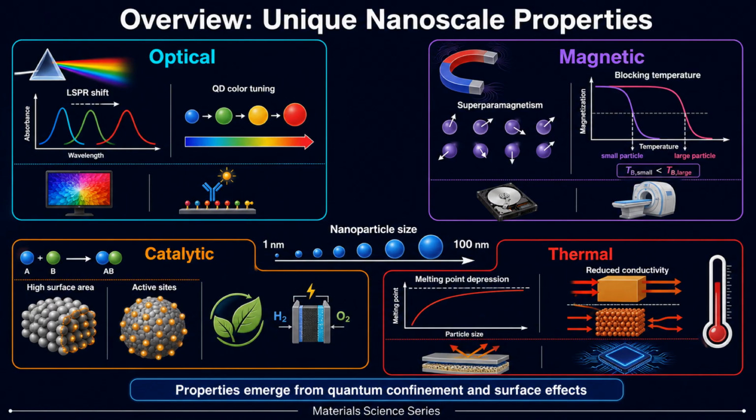Catalytic properties enhance because smaller particles have higher surface-to-volume ratios, exposing more active sites. Structure-sensitive reactions particularly benefit from low-coordinated corner and edge atoms. Thermal properties change because phonon mean-free paths become limited by boundaries at small scales. Let's explore each of these in detail.